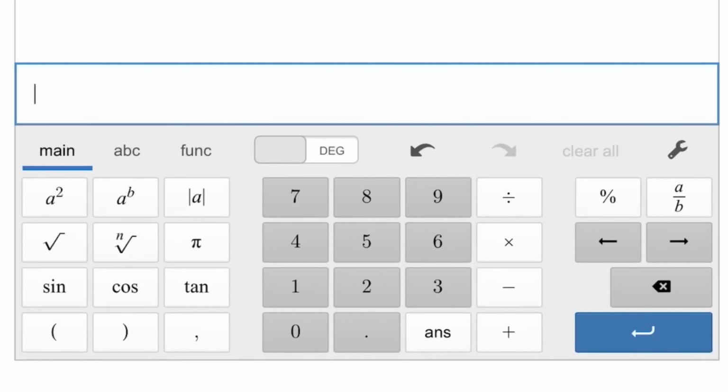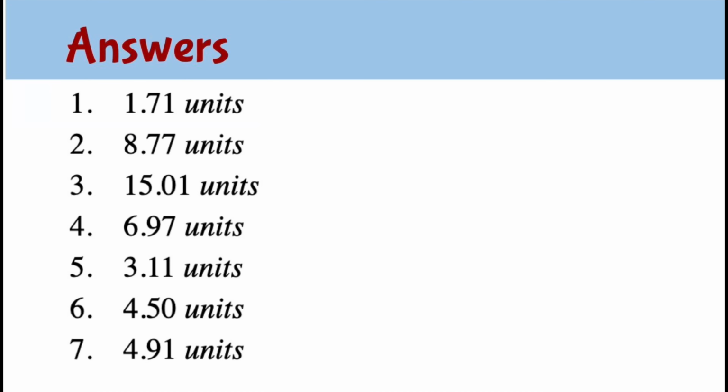So to get the value, we simply use calculator to evaluate 6 cosine 35 degrees. And that gives us 4.91. Here are the answers. Did you score 7 out of 7?